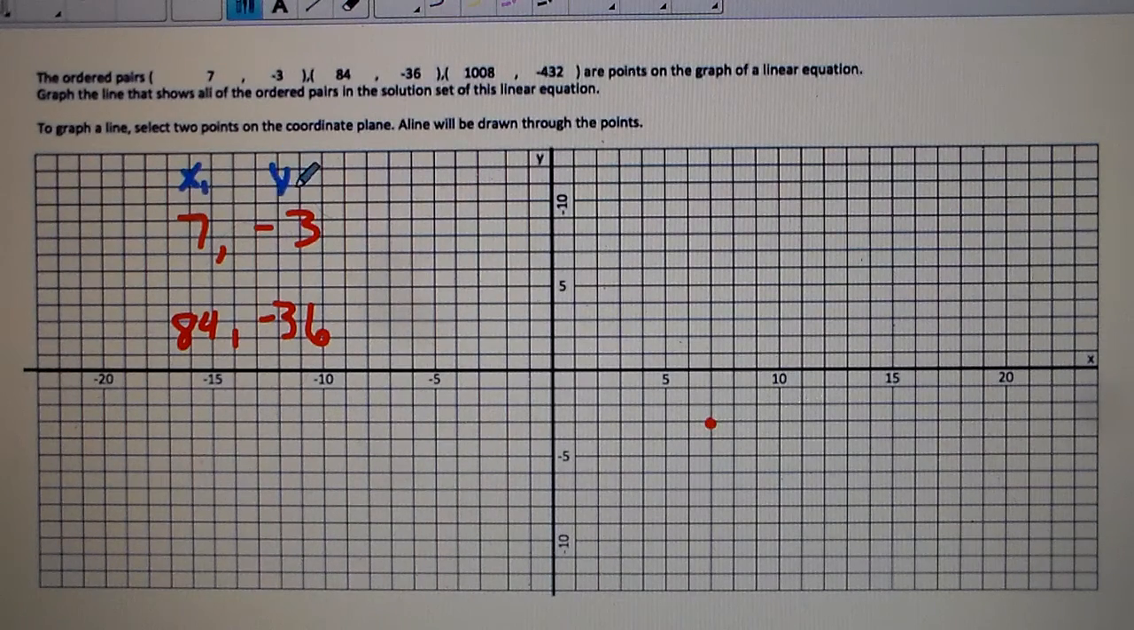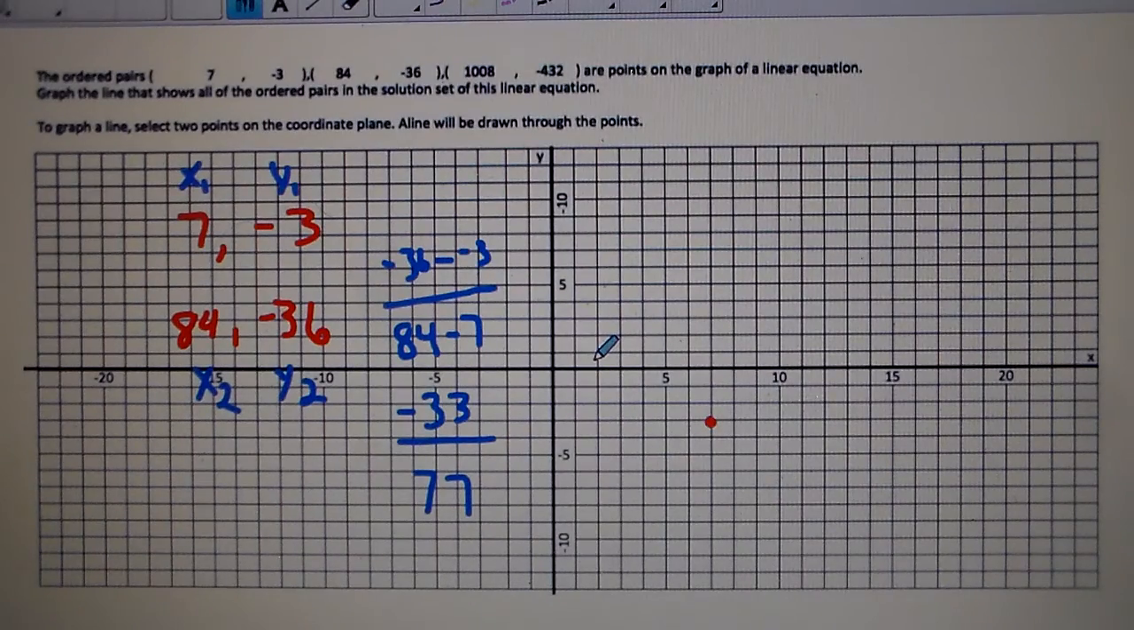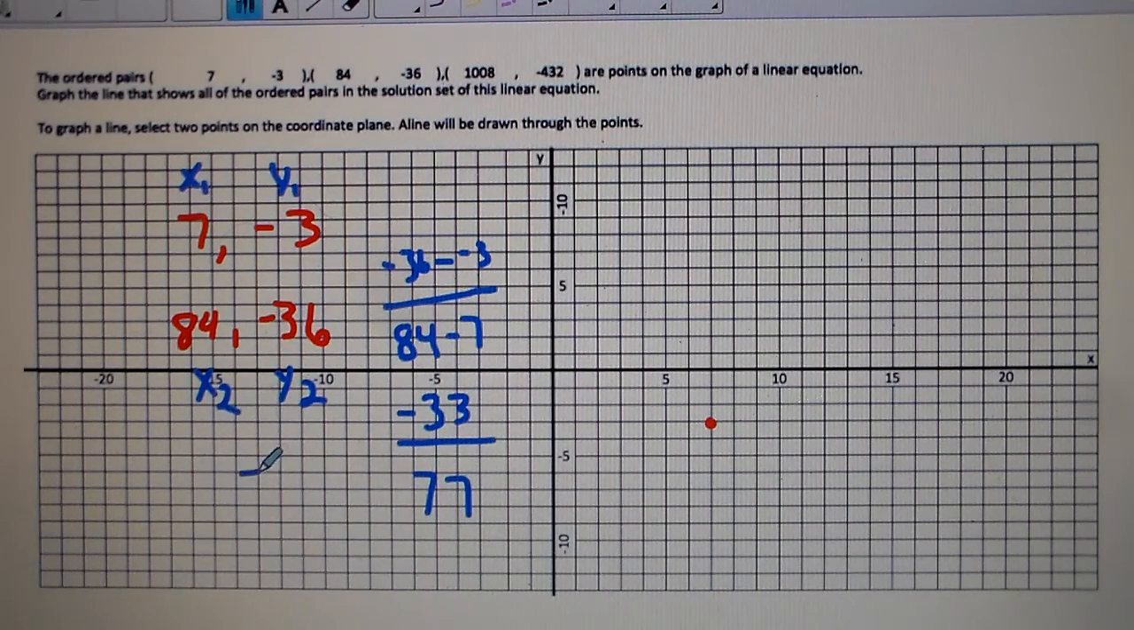Label them x1, y1, x2, y2. Then we do our slope formula, which is y2 minus y1. So -36 minus a -3 over x2, which is 84, minus my x1, which is 7. So -36 plus 3 is -33, divided by 84 minus 7, which gets you 77. -33 divided by 77, and you see you get -3 over 7, the most simplified version.